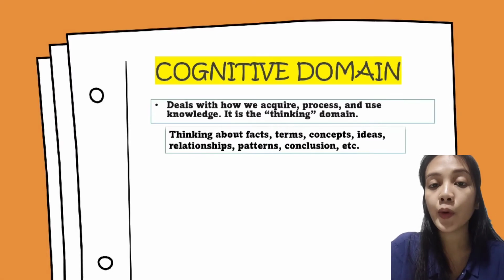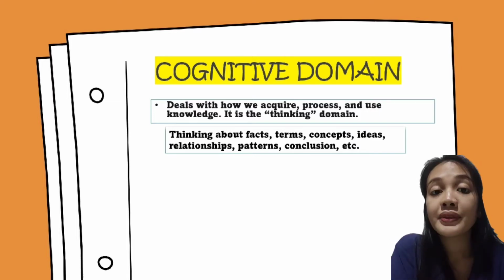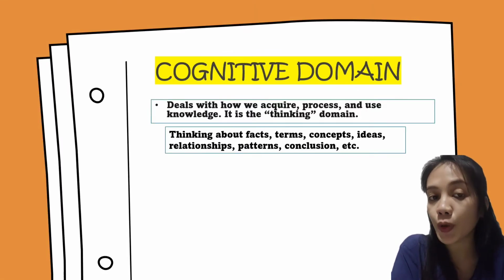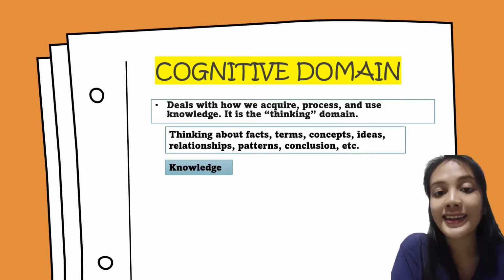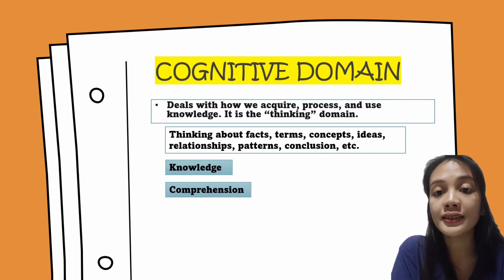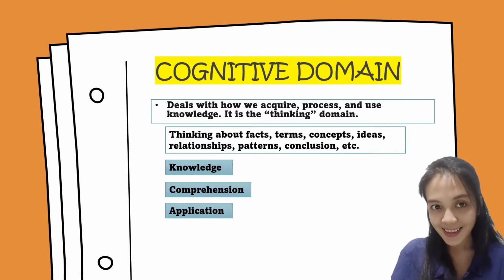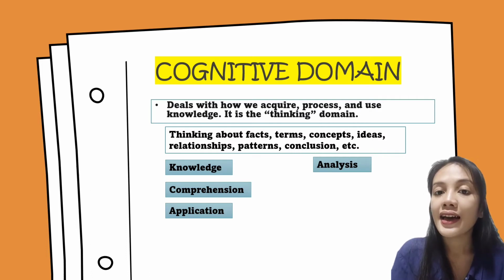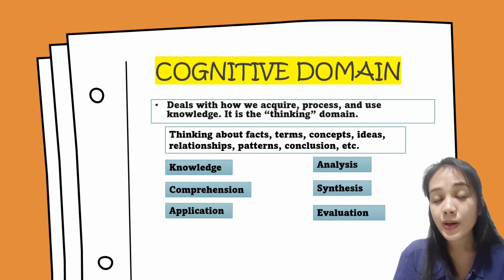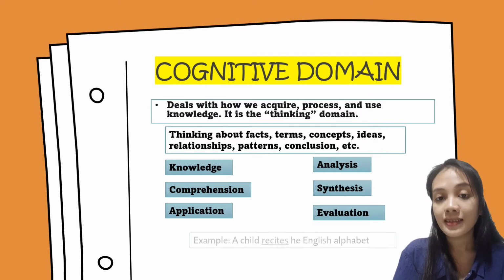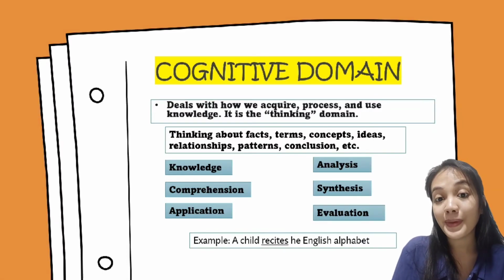First, we will talk about the cognitive domain. This is how we acquire, process, and use knowledge. It is the thinking domain. Thinking about facts, terms, concepts, ideas, relationships, patterns, conclusions, and so on. We have 6 categories under this domain. First is knowledge, comprehension, application, analysis, synthesis, and evaluation. Example of knowledge: a child recites the English alphabet.